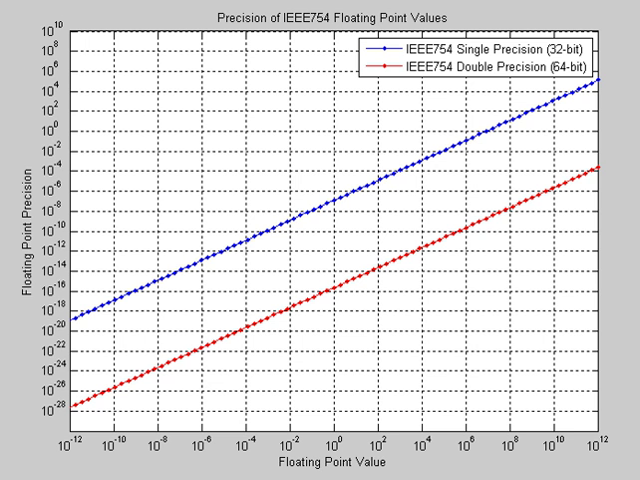Muller, Jean-Michel, Brisebarre, Nicolas, de Dinechin, Florent, Jeannerod, Claude-Pierre, Lefèvre, Vincent, Melquiond, Guillaume, Revol, Nathalie, Stehlé, Damien, Torres, Serge. 2018. Handbook of Floating Point Arithmetic, 2nd ed. Birkhäuser. DOI 10.1007/978-3-319-76526-6. ISBN 978-3-319-76525-9. Overton, Michael L. 2001.